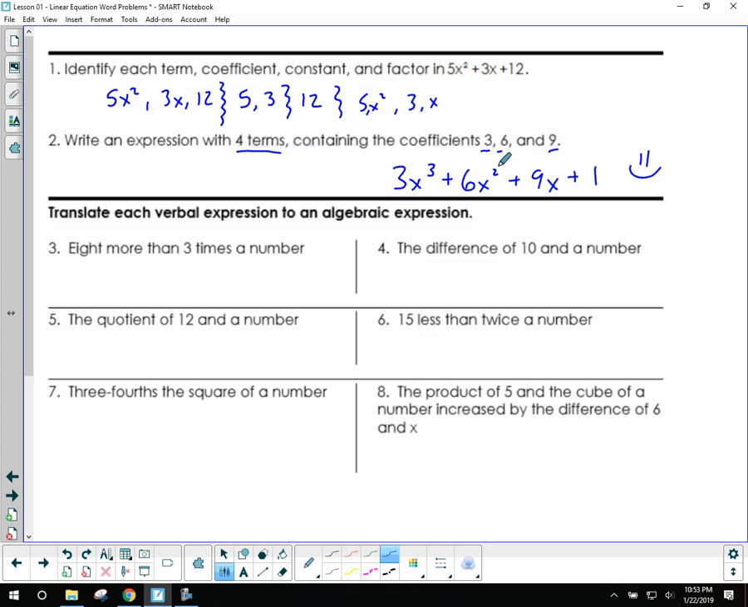Down here it says translate each verbal expression into an algebraic expression. So read the sentence and write the expression. So go ahead and pause the video and take a second to knock these out. Maybe not a second, maybe a minute, maybe 5 minutes. Shouldn't take you longer than 15, so let's not get too distracted in class.